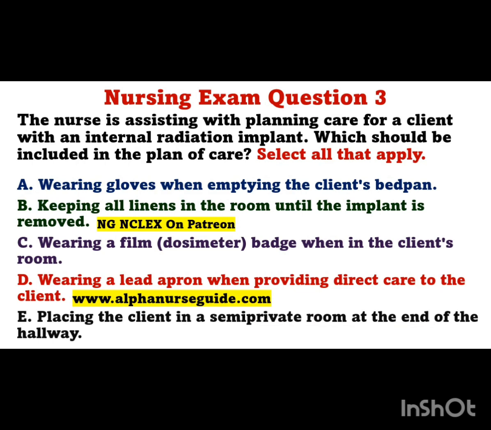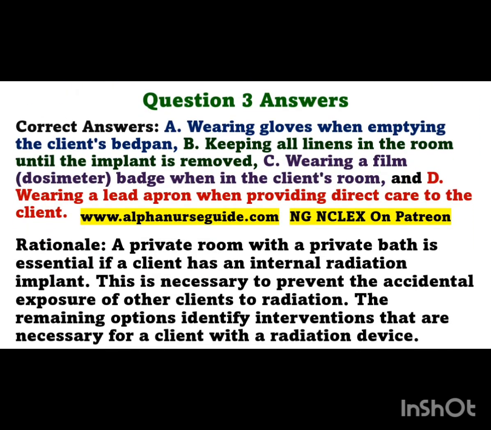The nurse is assisting with planning care for a client with an internal radiation implant. Which should be included in the plan of care? Select all that apply. A. Wearing gloves when emptying the client's bedpan. B. Keeping all linens in the room until the implant is removed. C. Wearing a film badge when in the client's room. D. Wearing a lead apron when providing direct care to the client. E. Placing the client in a semi-private room at the end of the hallway. The correct answers are A.